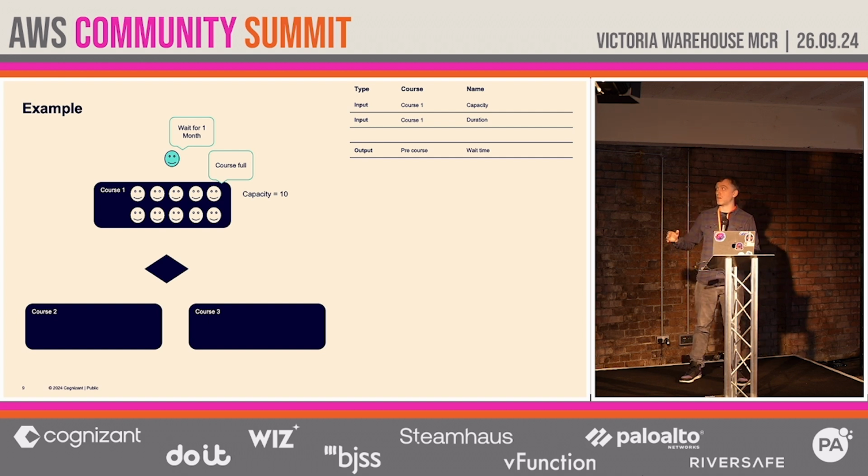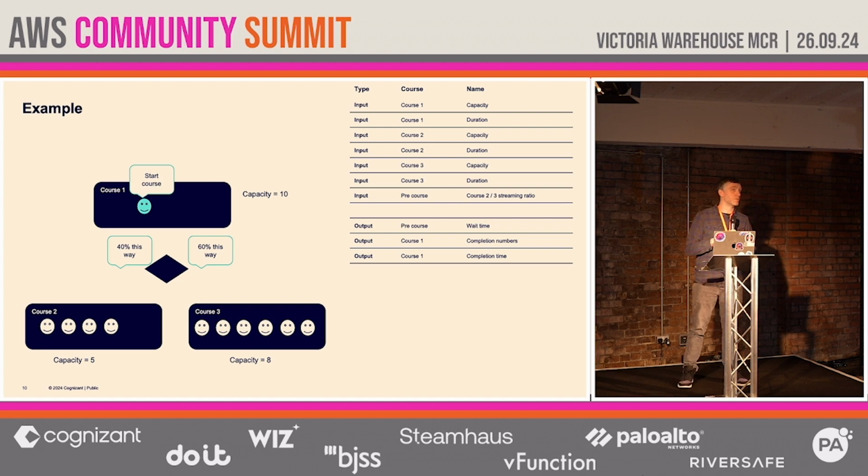On the right-hand side, I'm flagging up all of the inputs and outputs that are going to arise as we step through the model. In this case, we've got capacity and duration of the course, and then we've also got how long our little blue friend is waiting. If we step through, we can see a typical thing that may happen. We hit this streaming point, a different branch down the pipeline, like I showed at the start, and 40% of the people are joining course 2, and 60% are going down to course 3. And our little blue friend can begin the course.